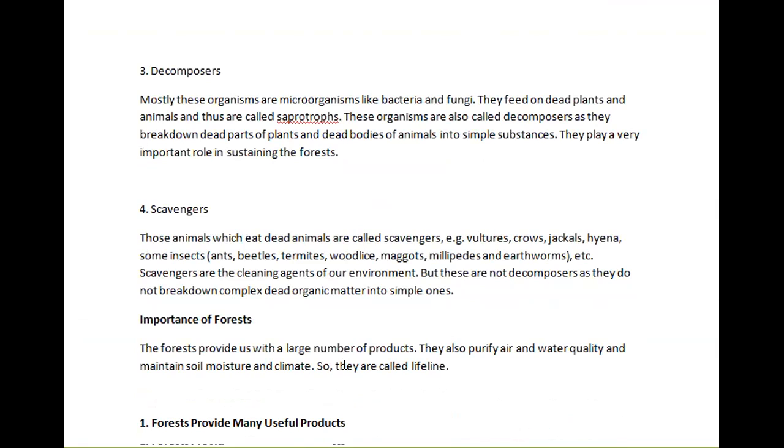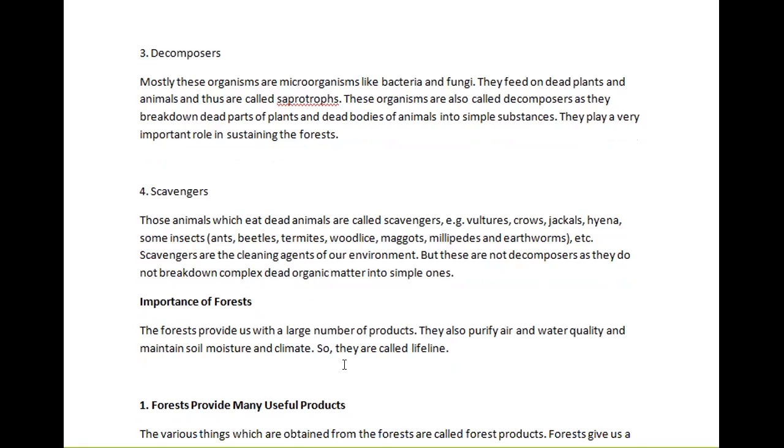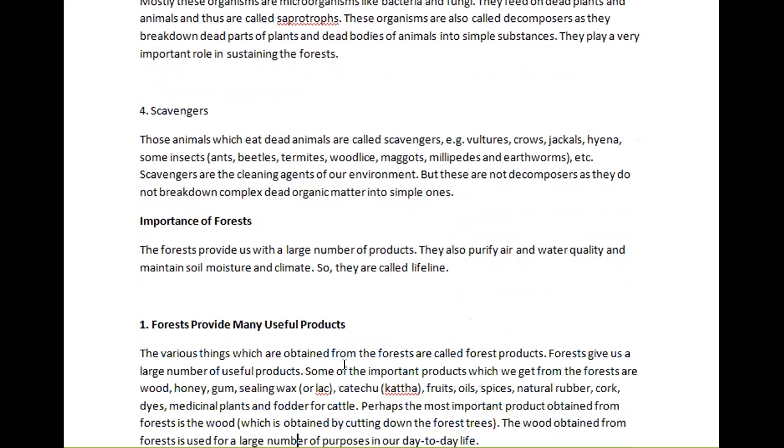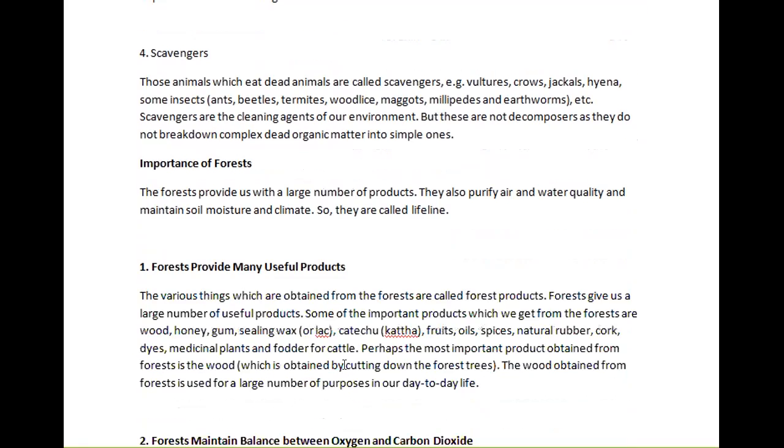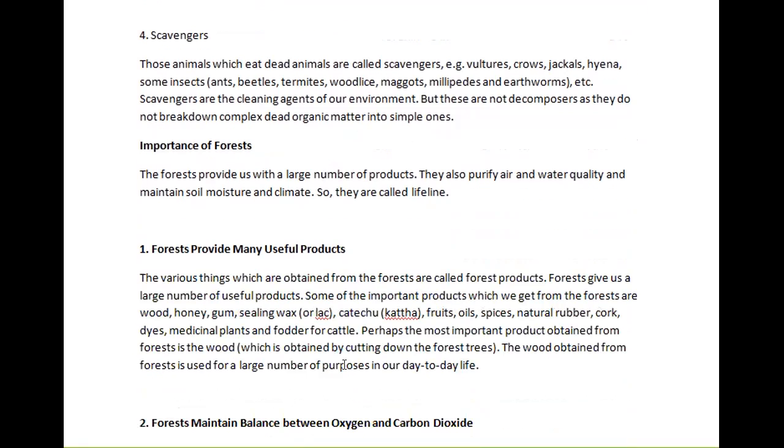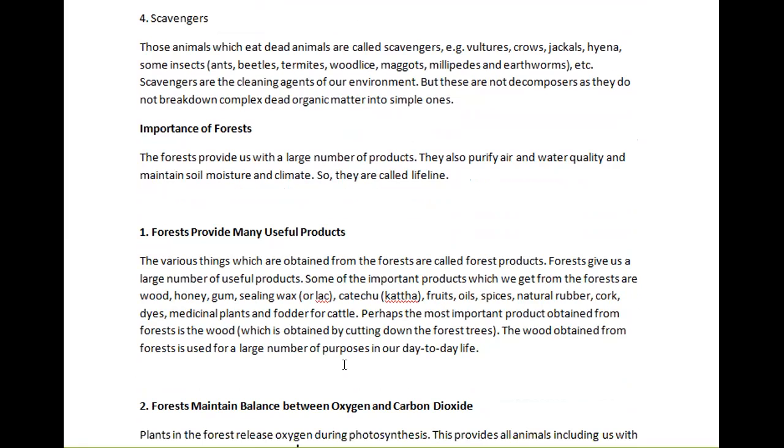Decomposers are nothing but the microorganisms, that is the bacteria and fungi. They help to break down dead animals and plants, and they turn them into an organic mixture. Scavengers are the animals that rely on dead and decomposed organisms. For example, vultures, crows, jackals, hyenas, etc. feed on the dead animals.